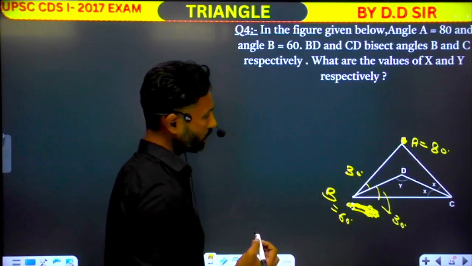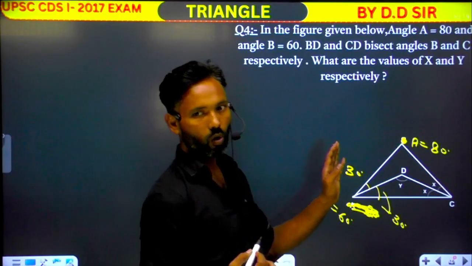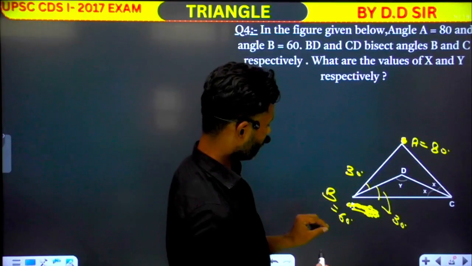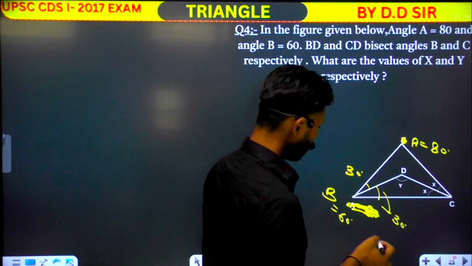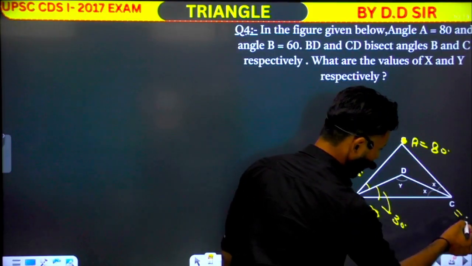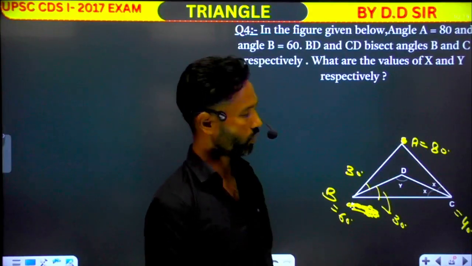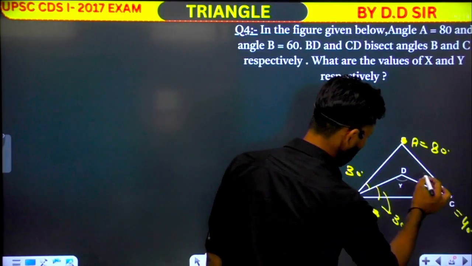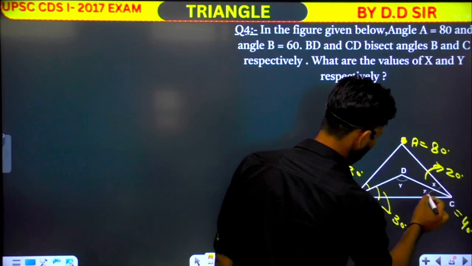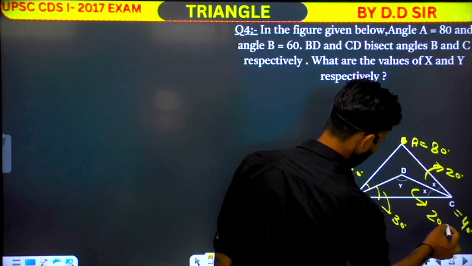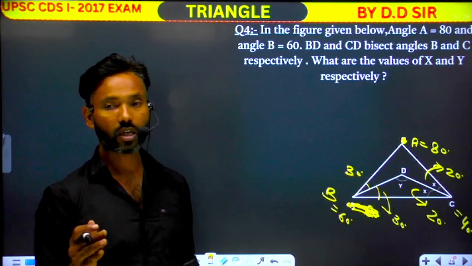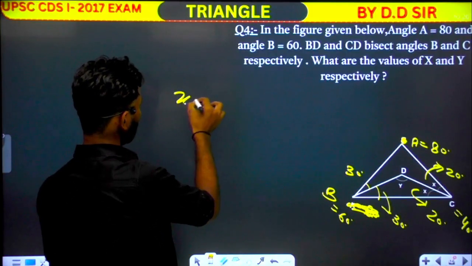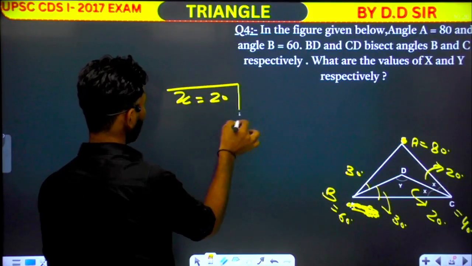You know very well that the sum of all angles of a triangle will always be equal to 180 degrees. When angle A is 80 and angle B is 60, the value of angle C will be equal to 40 degrees, and CD is the angle bisector of angle C. So the upper part of angle C will be equal to 20 degrees and the lower part of angle C will be equal to 20 degrees, and each part of angle C is mentioned as X. So we can say the value of X is equal to 20 degrees. So we have calculated the value of X.